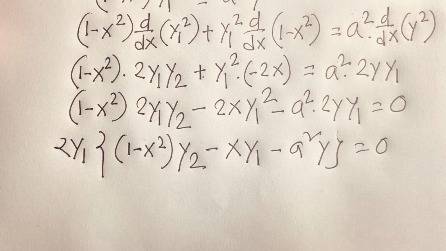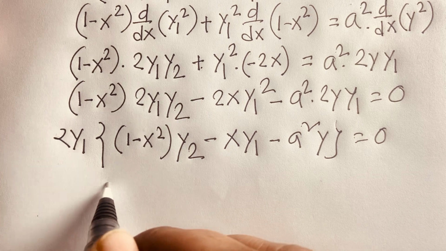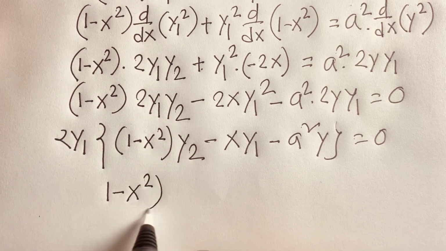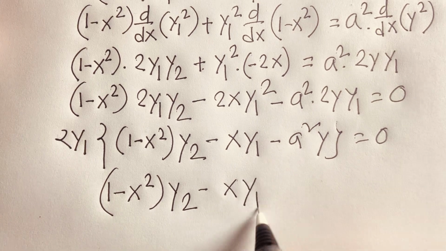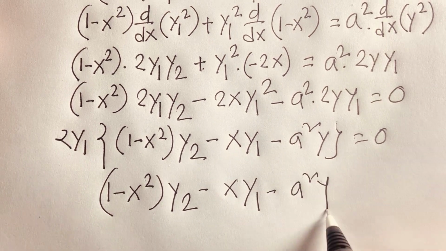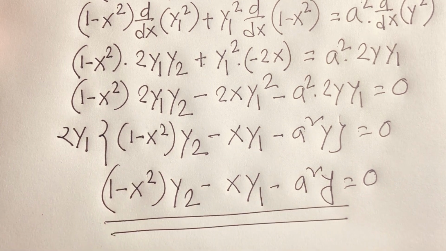Then if I divide both sides by 2y1, the 2y1 cancels, and we get (1 minus x squared) y2 minus x y1 minus a squared y is equal to 0. This is our final answer.